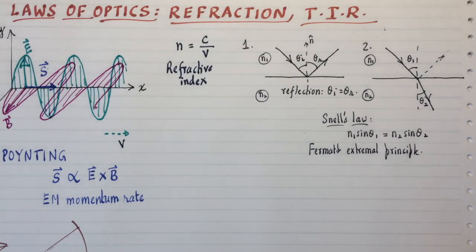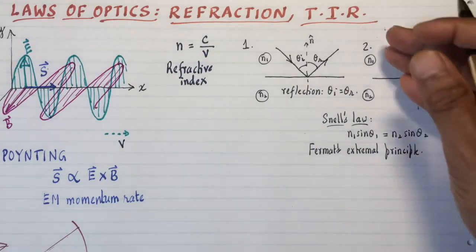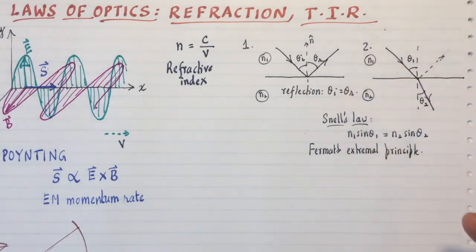in general. There's also a third law of optics, which I have relegated to my notes. I won't describe it here. It just basically says if you go from one medium to the other, the frequency stays unchanged, but the wavelength compresses because the speed changes.